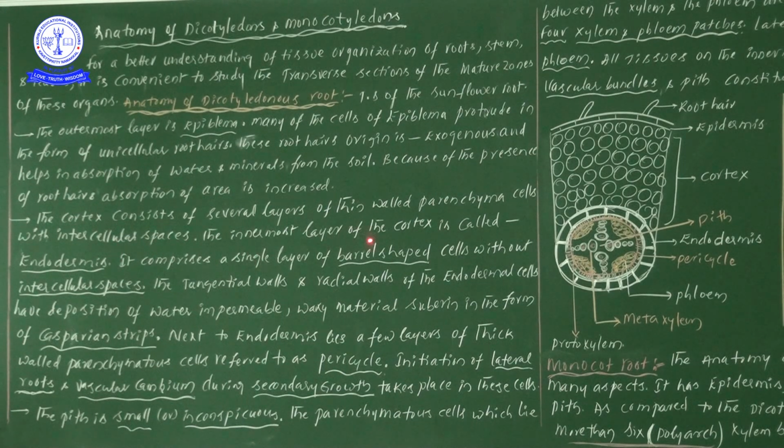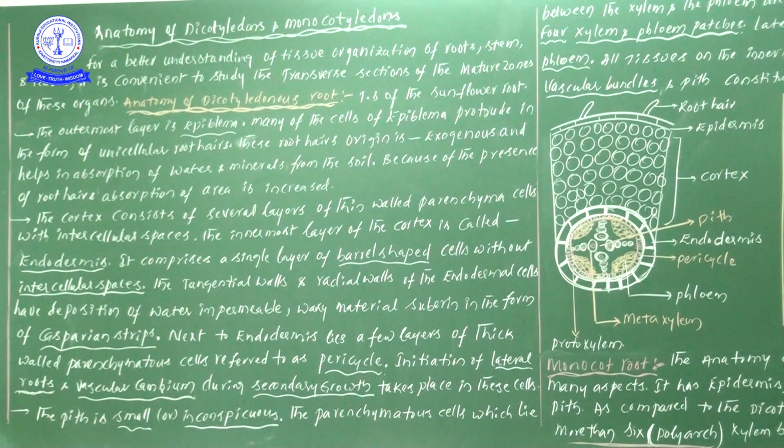Next one, the innermost layer of the cortex. From here onwards it is important; the entire backbone of the lesson starts here. The innermost layer of the cortex is referred to as endodermis. Once you see here, this is the cortex and this is the innermost layer, drawn in white with the chalk piece. This particular one we take as endodermis. The innermost layer of the cortex is endodermis.